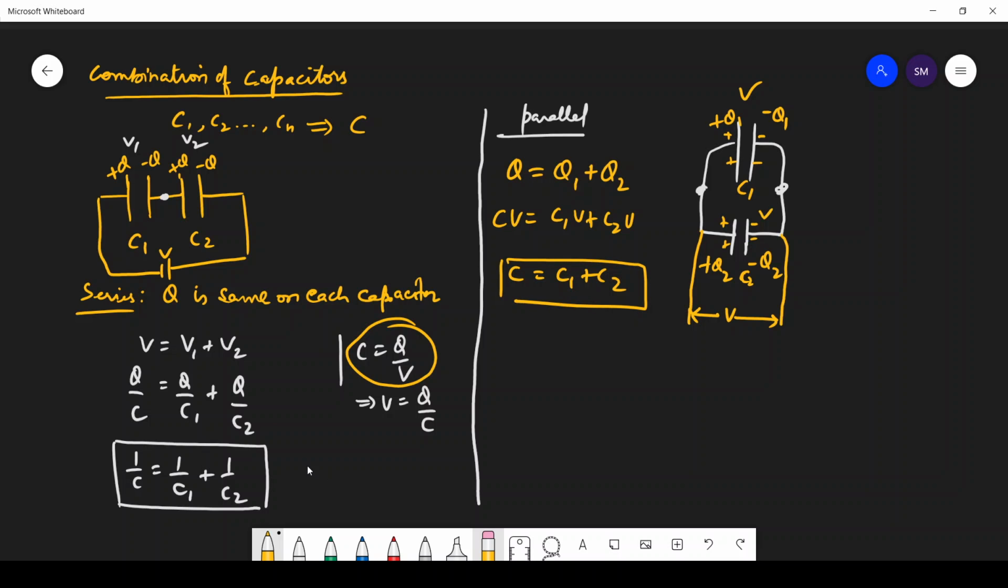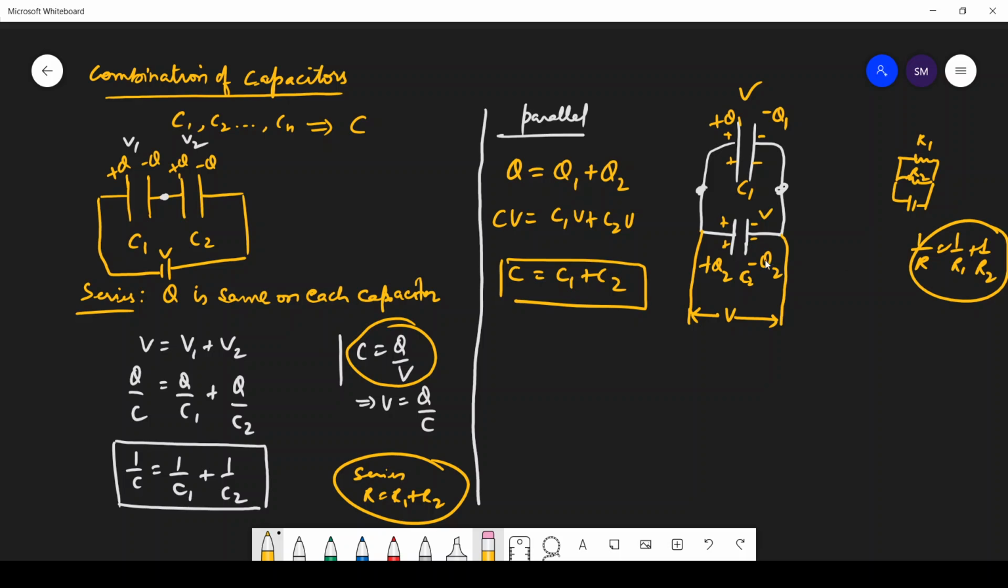These are just opposite to the resistances. In series, if there is resistance, then it will be R1 plus R2. And if the resistances are in parallel, we know that 1 by R is equal to 1 by R1 plus 1 by R2. So these formulas are opposite in the case of resistance. Fine.